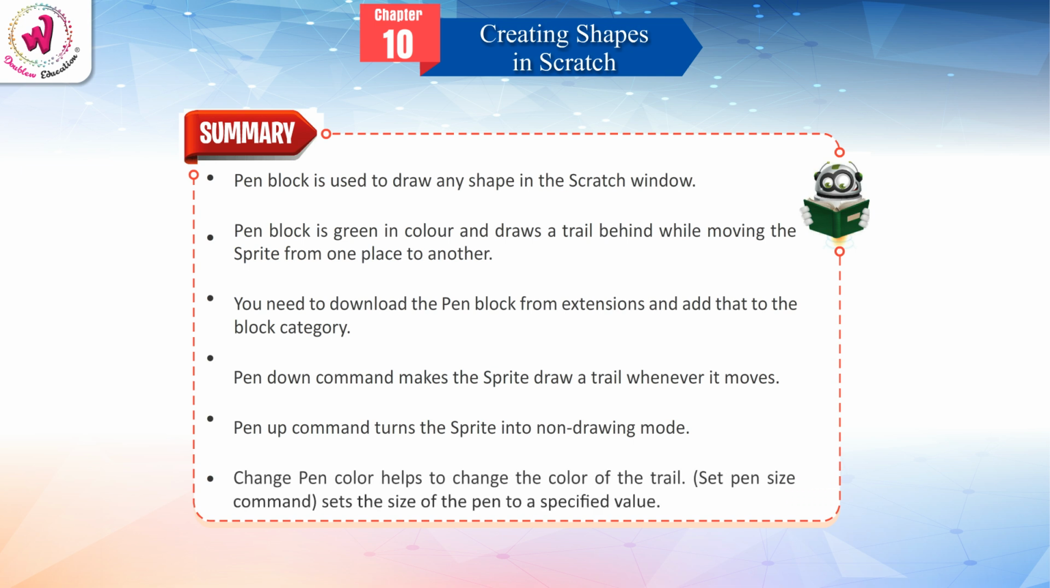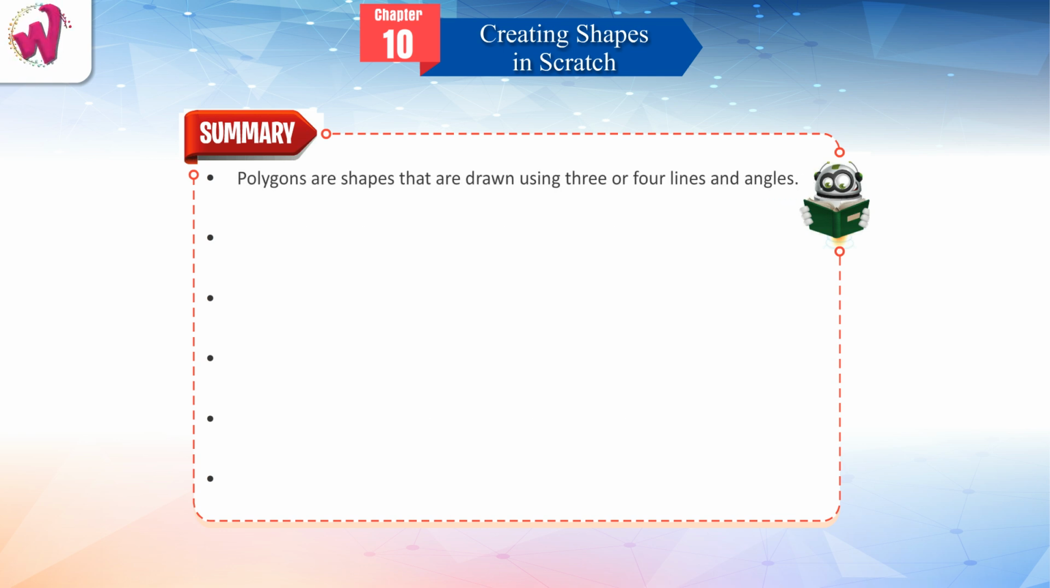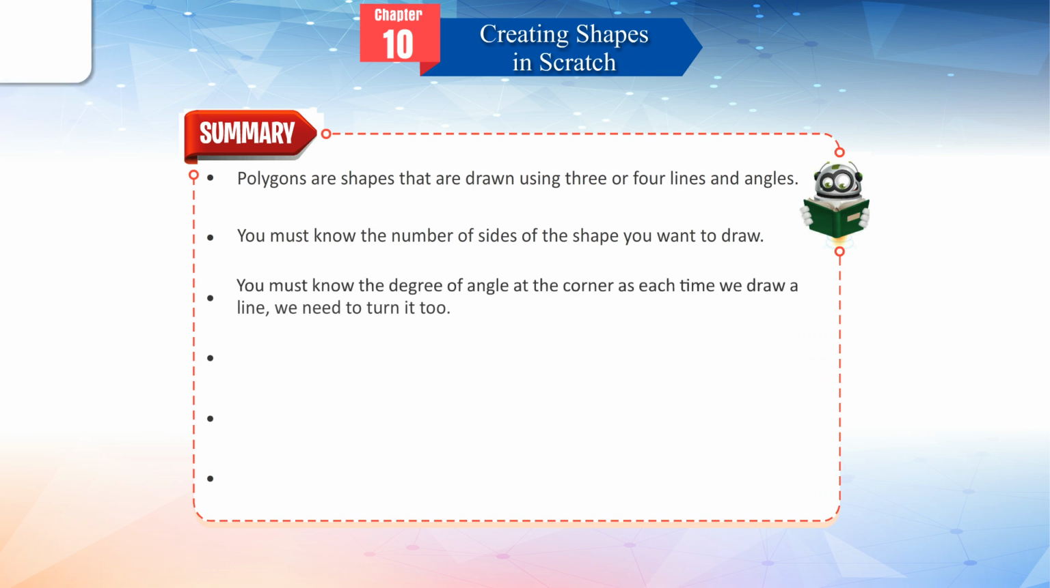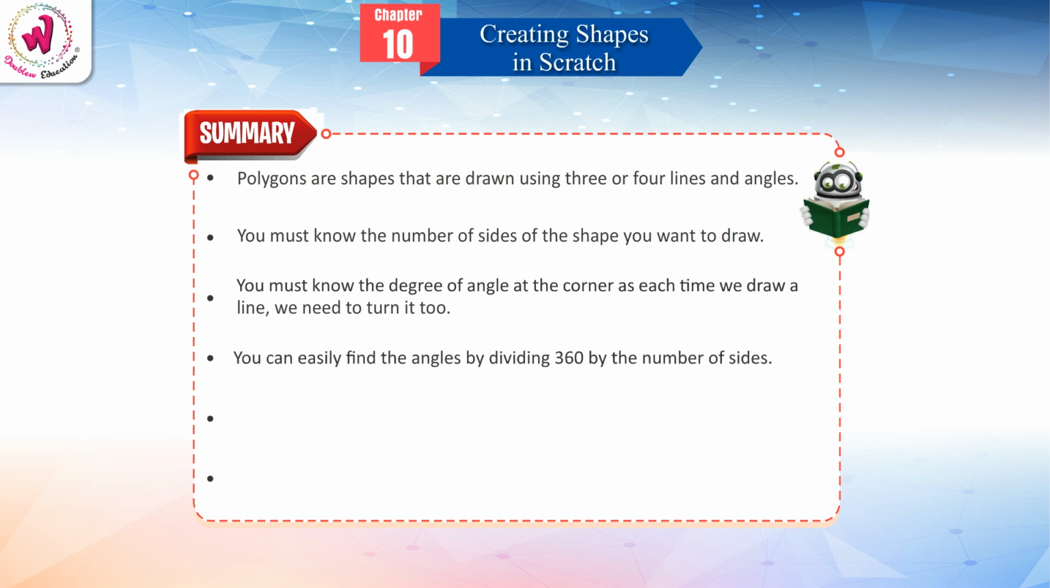Change pen color helps to change the color of the trail. Set pen size command sets the size of the pen to a specified value. Polygons are shapes that are drawn using 3 or 4 lines and angles. You must know the number of sides of the shape you want to draw. You must know the degree of angle at the corner, as each time we draw a line, we need to turn it too. You can easily find the angles by dividing 360 by the number of sides.